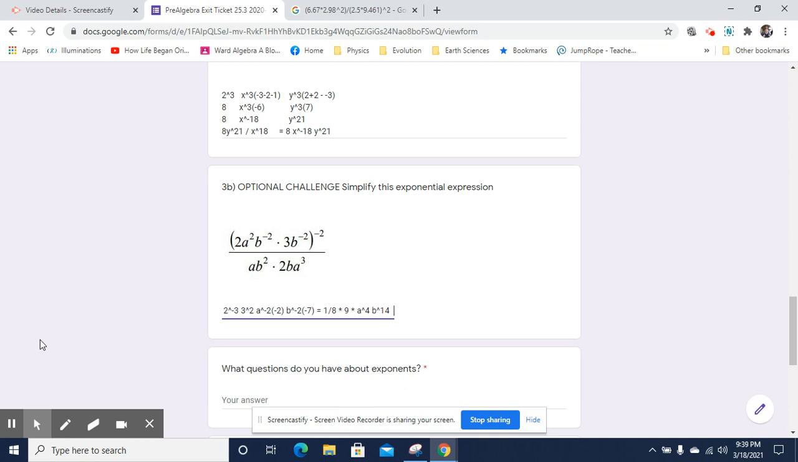Okay, so we're almost there. So I've got a 1/8 times a 9, so that's going to be 9 in the numerator. a to the fourth will also be in the numerator, 9a to the fourth. b to the 14th will also be in the numerator. And I'll leave a little space between those so it's a little easier to see them. And that's all going to be over 8. And that's your answer. I hope that helped.